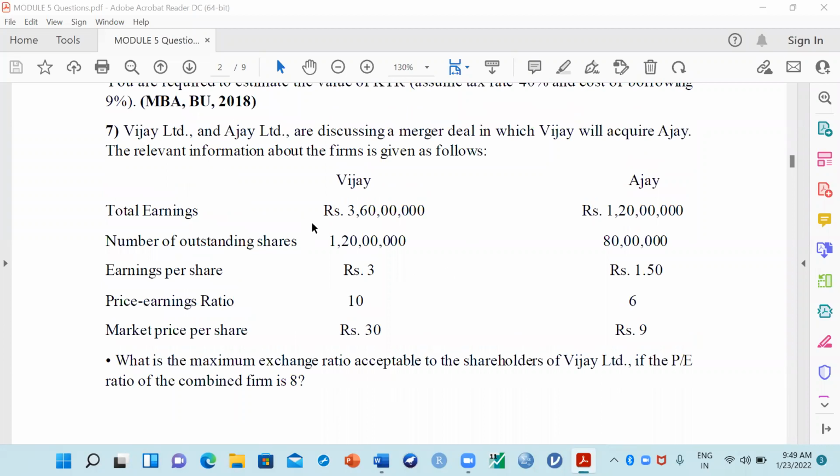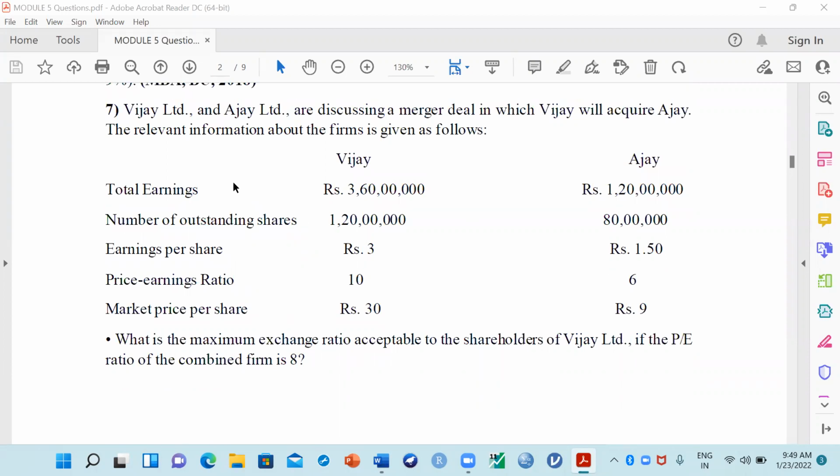Vijay Limited. Answer carefully, because these are all case study problems which I am solving. Carefully listen how it has to be solved and just tell me the calculations in the chat box when we solve. Vijay Limited and Ajay Limited, two firms, are discussing a merger deal in which Vijay will acquire Ajay. That is the given information.